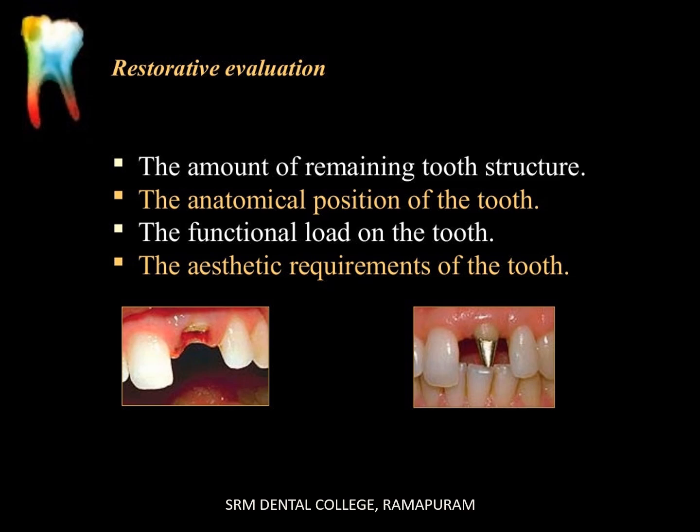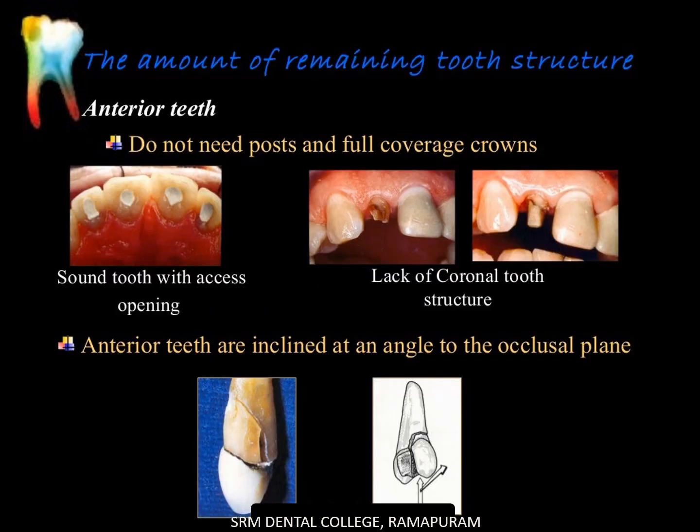Restorative evaluation. The amount of remaining tooth structure, how much is available? The anatomical position of the tooth. Is it an anterior tooth or a posterior tooth? That will determine the functional load on the tooth, and the aesthetic requirement of the tooth. If it's anterior, there is going to be a lot of aesthetic demand. The amount of remaining tooth structure for the anterior teeth.